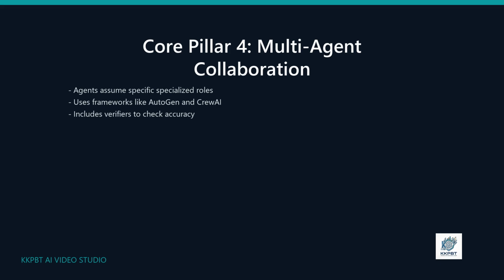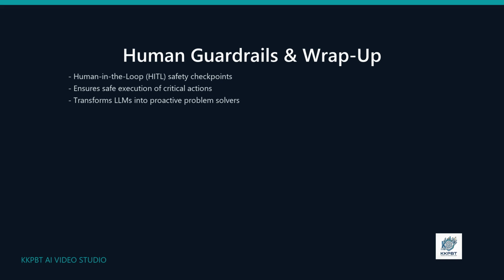For massive projects, one agent is not enough. That is where multi-agent collaboration comes in. Frameworks like AutoGen and CrewAI let multiple specialized agents work as a team. You might have a planner agent, a worker agent, and a critic agent who double-checks the work for mistakes. Finally, modern AI systems build in human-in-the-loop guardrails. This creates verification checkpoints for high-risk actions like spending money or sending emails, keeping AI helpful, accurate, and safe.